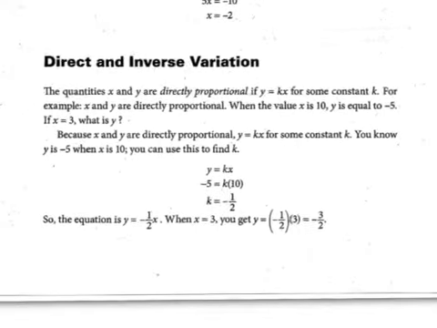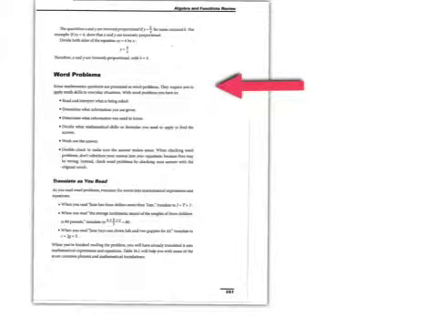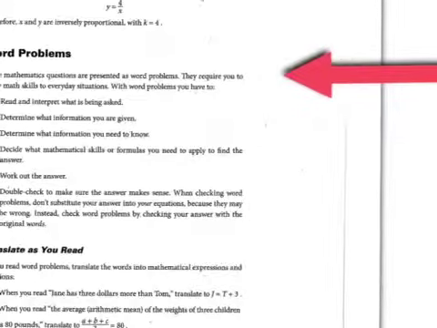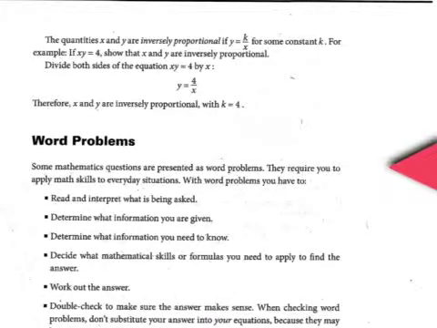Direct and inverse variation is one of those topics that gets a little bit of play in Algebra 2, and then you forget about it. But direct variation basically says if two things are directly proportional, then y equals kx. That's direct variation. Inverse variation: if two things are inversely proportional, then y equals k over x, and then you could figure that out from there.